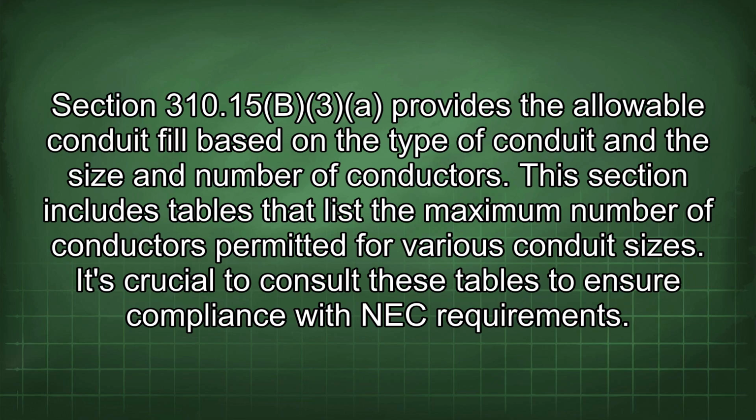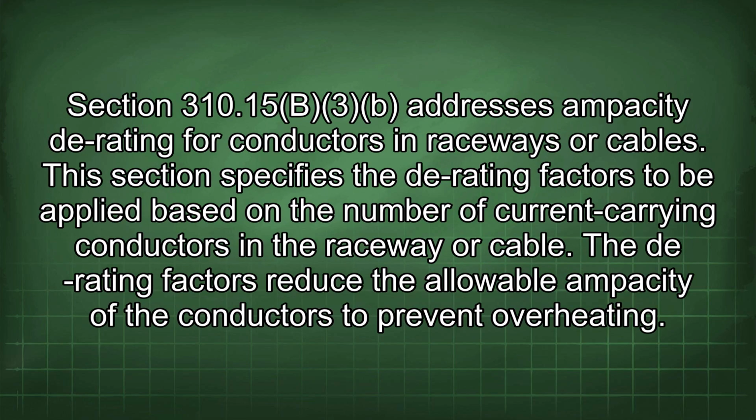This section includes tables that list the maximum number of conductors permitted for various conduit sizes. It is crucial to consult these tables to ensure compliance with NEC requirements. Section 310.15(B)(3) addresses ampacity derating for conductors in raceways or cables.